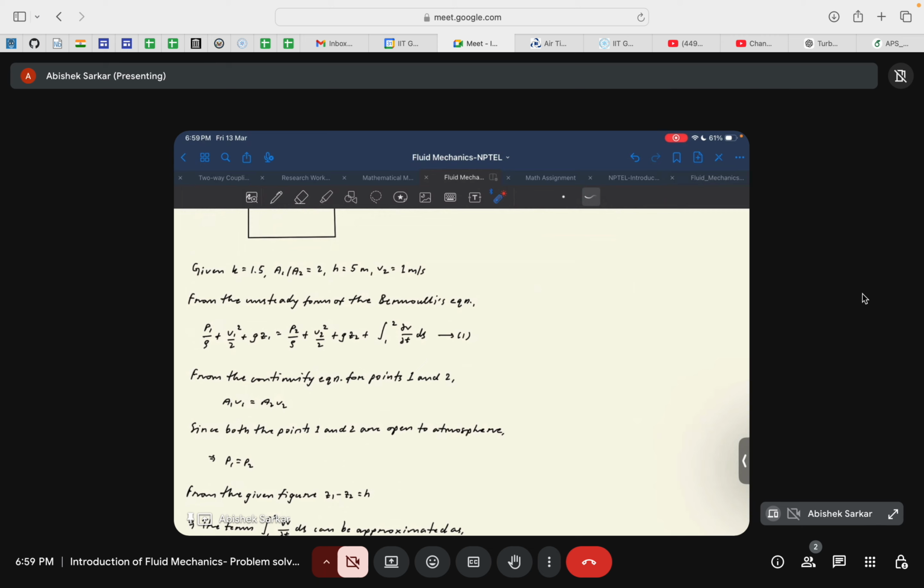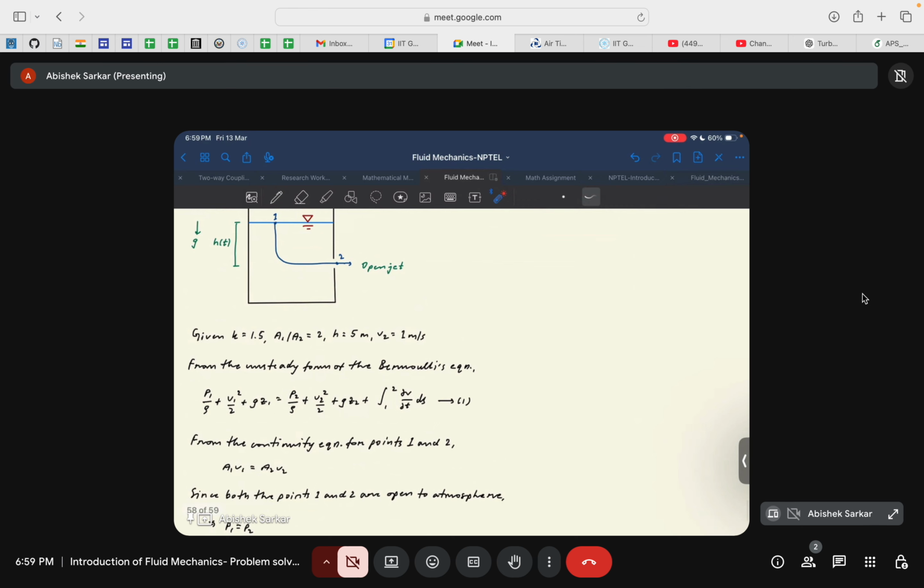This equation would be valid if density is constant. So from here, since you know v2, you can replace v1 in terms of v2 because the area ratio is given. Now since both the points, point 1 and point 2, are open to the atmosphere, the pressure at point 1 would be equal to the pressure at point 2.